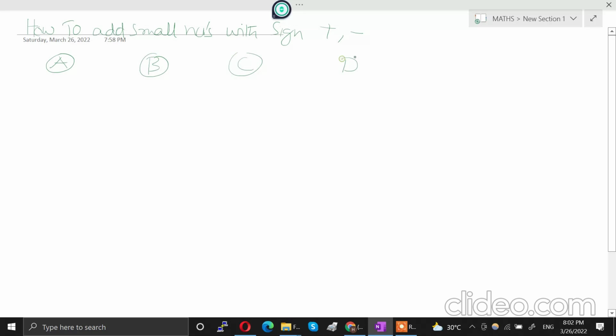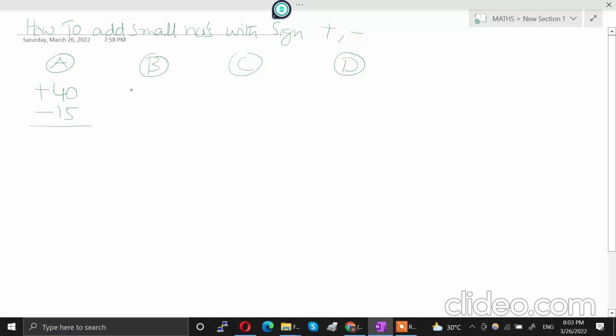Okay, so let us take two numbers. The first number is plus 40 and the second number is minus 15. Okay, this is one example. So what do you do? Many students get confused about how to add the numbers when they have different signs in front of them.